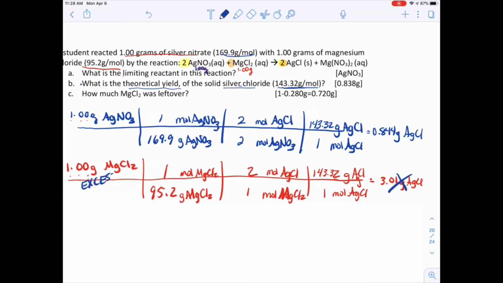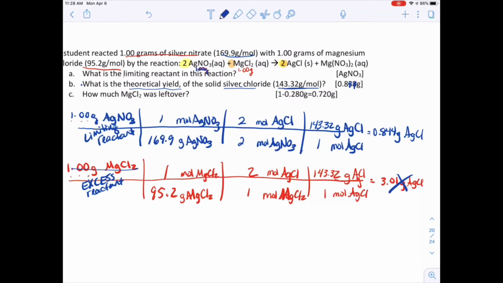And across from the big one, we're writing who was the excess. And above that, the limiting. The limiting is what gives us the real amount, the 0.844. So I'm crossing out the one just to remind myself, don't start with that one for part C, when I'm trying to figure out how much is left over. Also, I was a little off here. Yeah, it should be 0.844 grams.